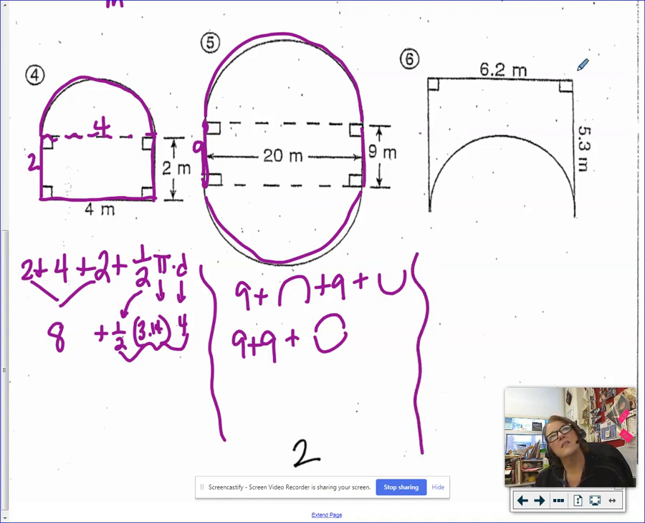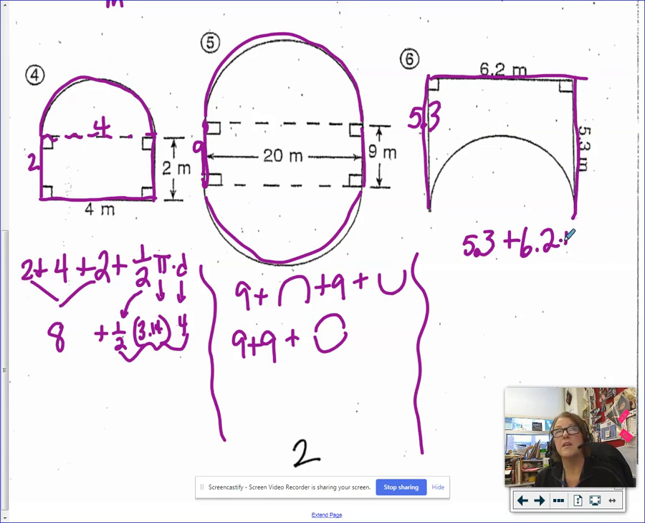Number 6, all right, these are right angles. You can assume that that is going to be 5.3, this straight edge. So you're going to have 5.3. This straight edge is 6.2. This one, I should really be saying 5 3/10 to be technical.